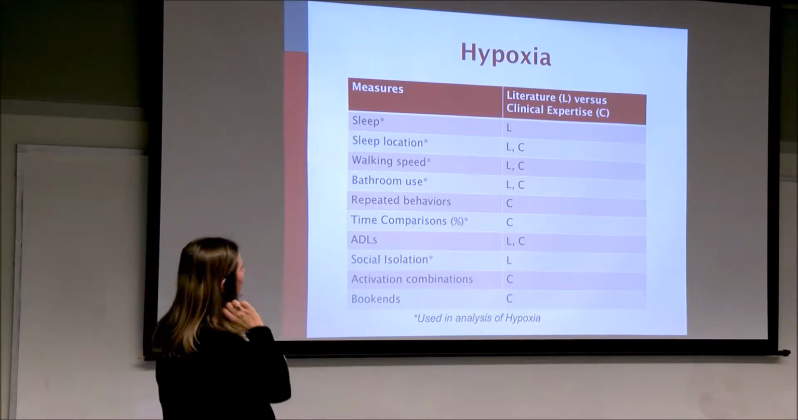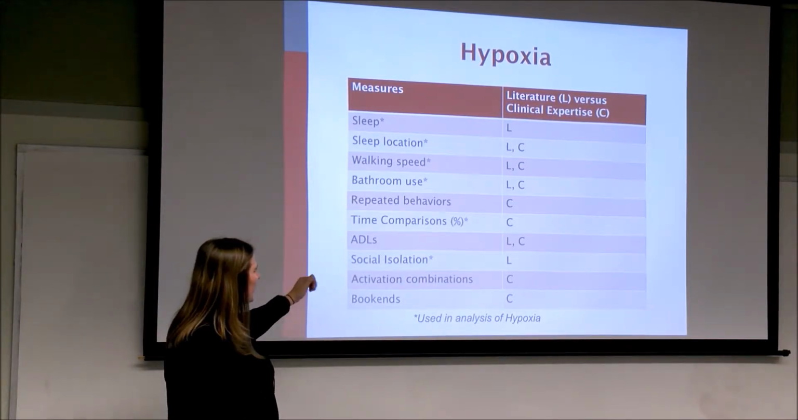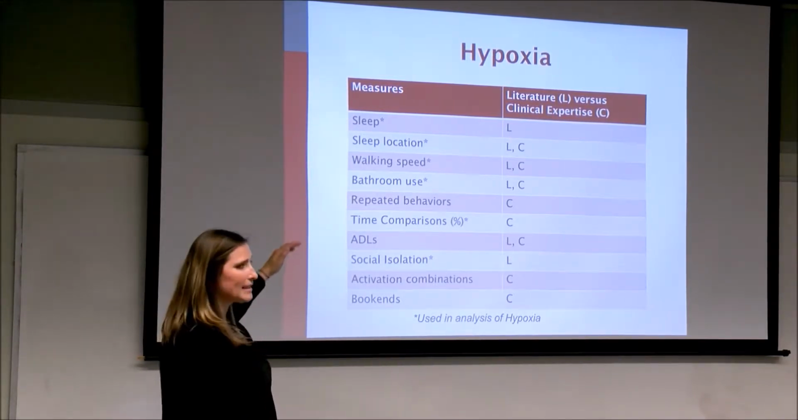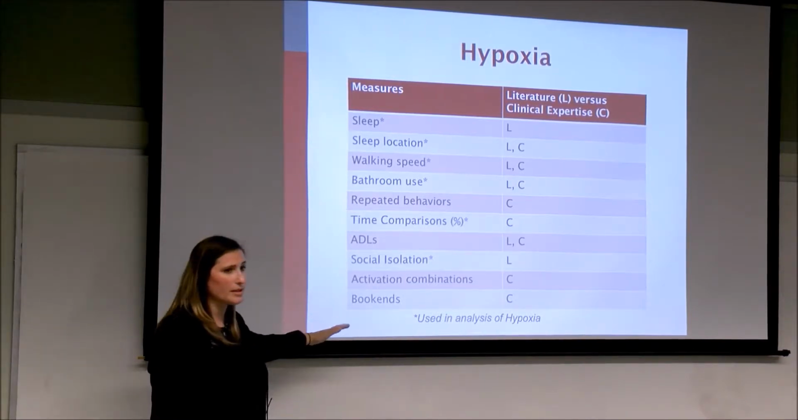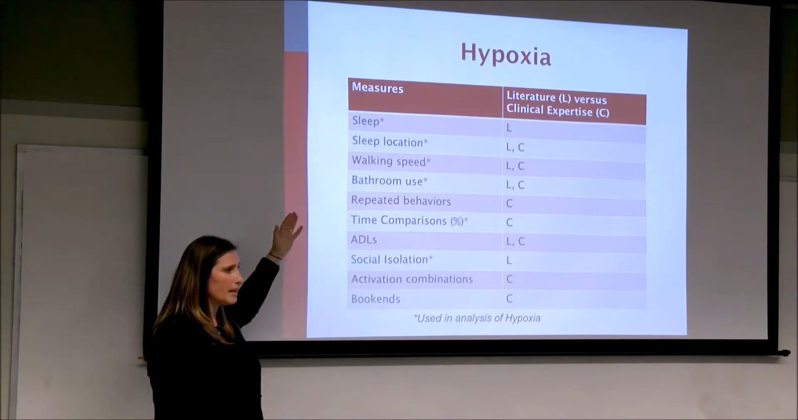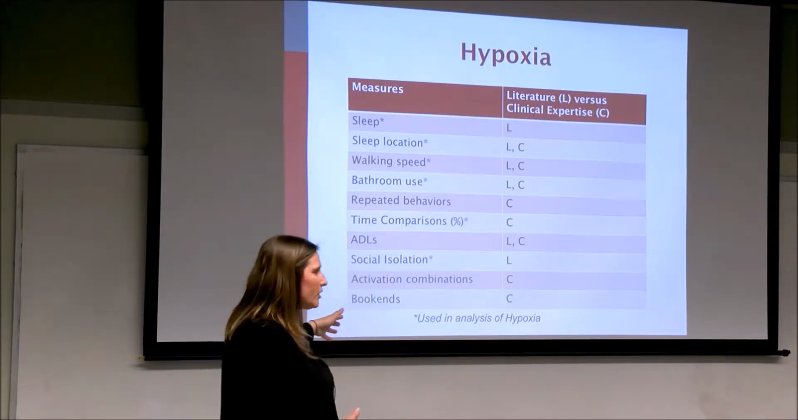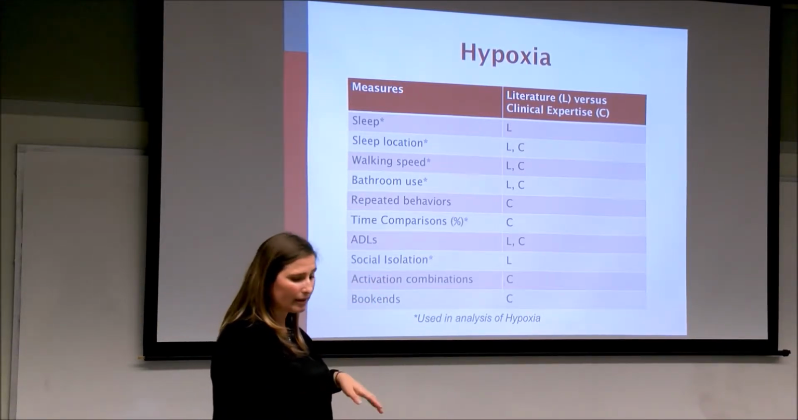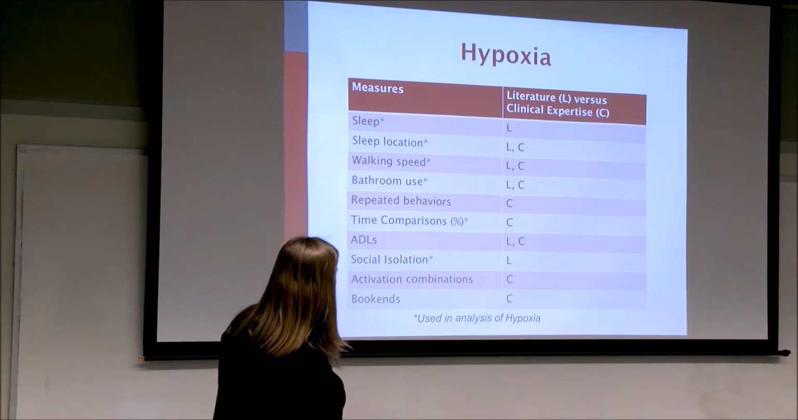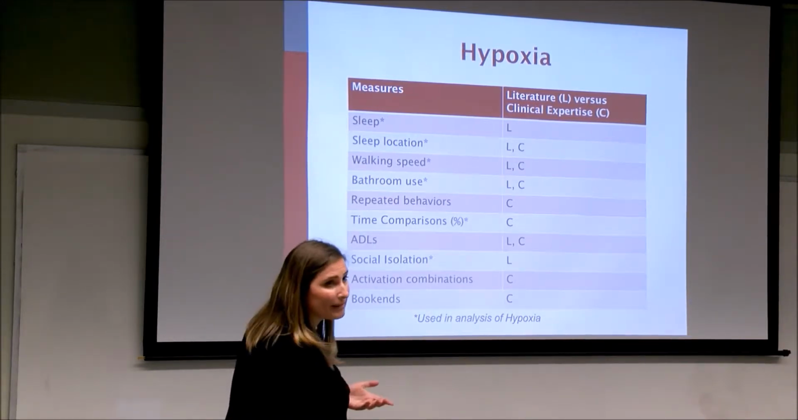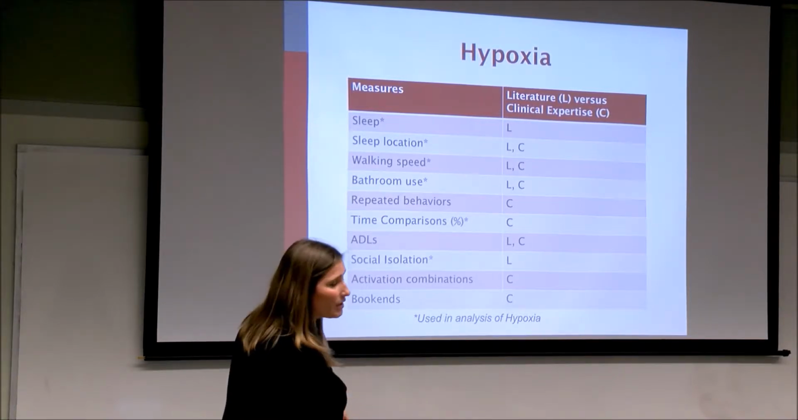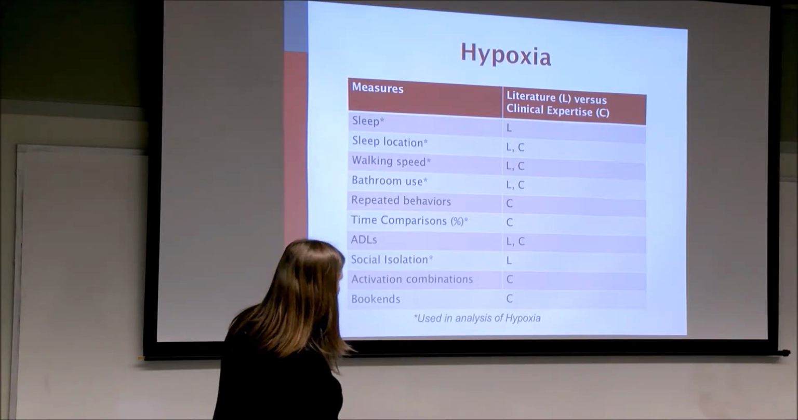So the things that I'm using on her are listed here with the asterisks. It's the same group of measures that I have just learned to use, either from looking in the literature or from relying on my clinical expertise. So with her, definitely walking speed, because she's going to be slower because she can't breathe while she's walking, right?